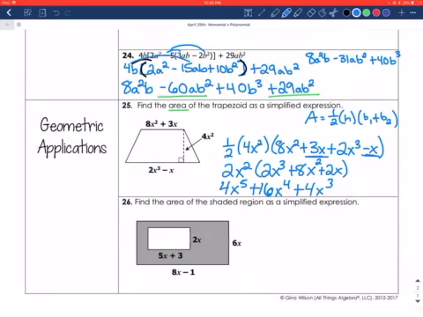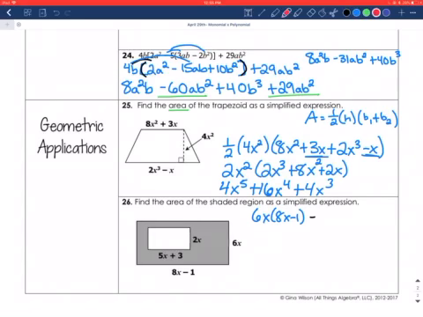All right, for 26, find the area of the shaded region as a simplified expression. So if we're trying to find this shaded area, we're going to take this big rectangle and find the whole area of it. But then we're going to subtract the area of this smaller rectangle. So if we really want to find it, we need to subtract what I'm putting in green. So what we'll do is find the area of the big one and subtract the area of the small one. So that will be 6x times 8x minus 1. There's the area of the big rectangle.